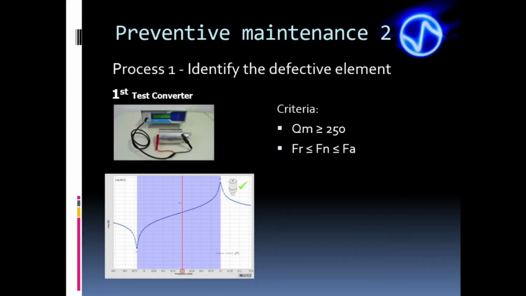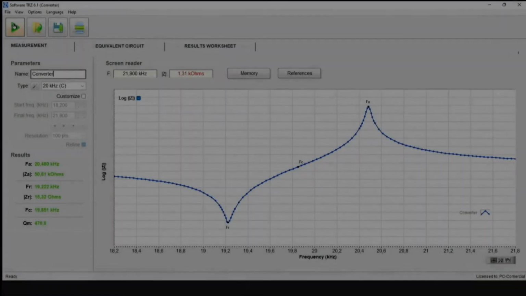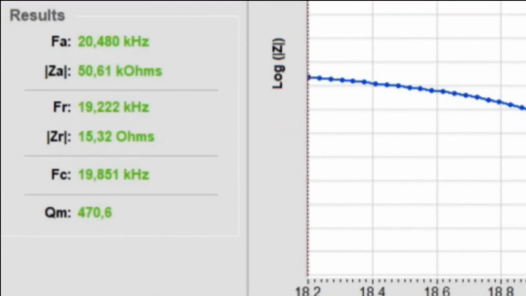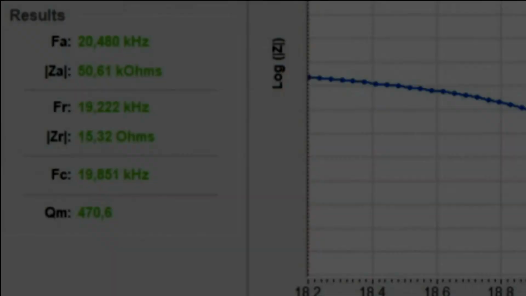If it has a QM greater than 250, it has the minimum requirements for a reasonable performance. This is the screen of the TRZ analyzer. You will see the QM value easily right here in the corner.